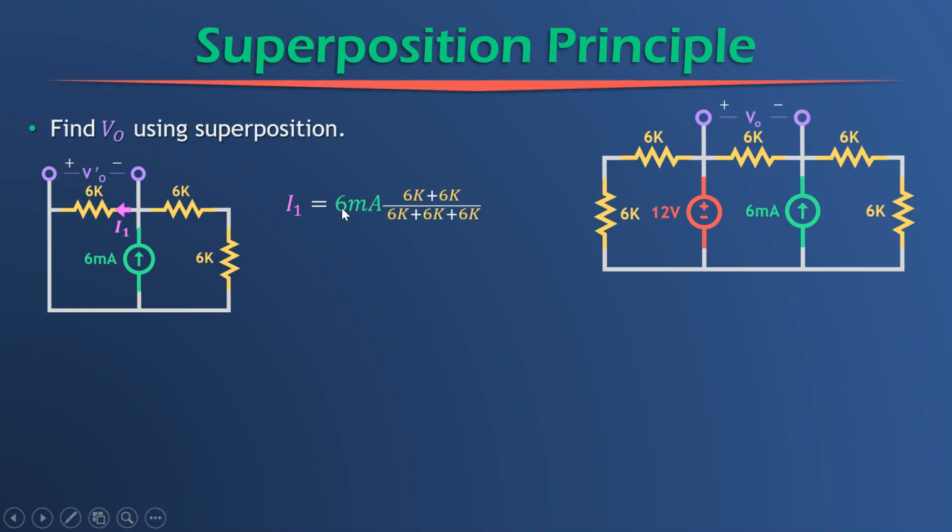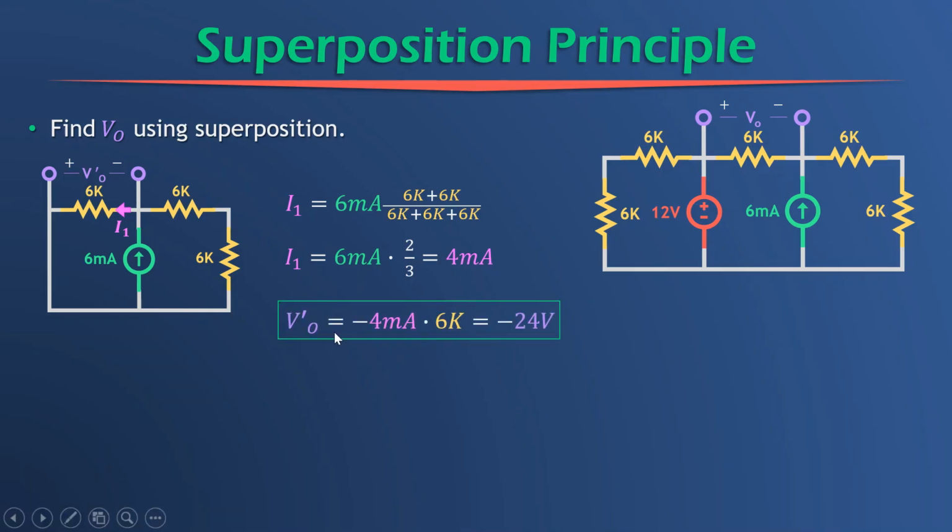So I1 will give you 6 milliamps times 6K plus 6K, so the opposite resistor branch, over the sum of all the resistors, times the source, which is 6 milliamp. We find a value of 4 milliamps. Then we calculate the value of V0 due to the first source. You find that V0 will then be given by 6K multiplied by minus 4 milliamps.